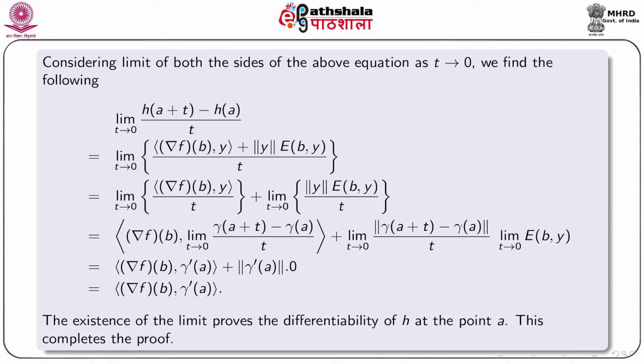Now, the limit of (gamma(a+t) - gamma(a))/t must be gamma'(a), as gamma is differentiable at the point a. And from our first order Taylor formula, we know the limit of E_b(y) is 0. So, if we put all the things here, finally, we have the inner product of grad f(b) and gamma'(a) equals the limit of (h(a+t) - h(a))/t as t approaches 0. So, the limit exists, that is h'(a) exists; in other words, h is differentiable at the point a. Moreover, h'(a) equals the inner product of grad f(b) and gamma'(a).